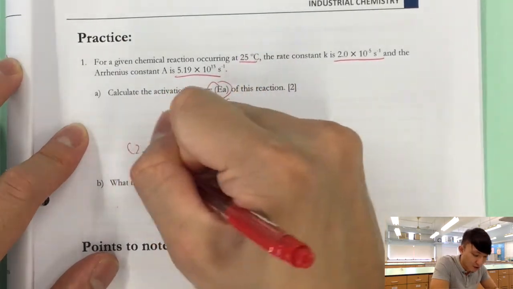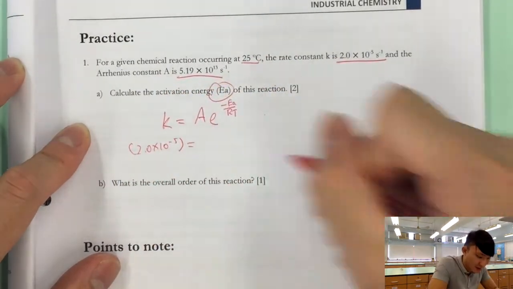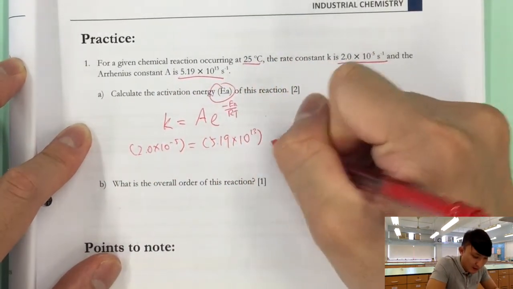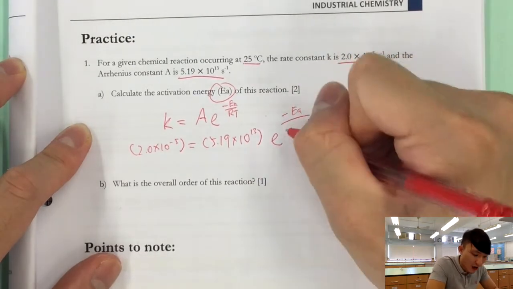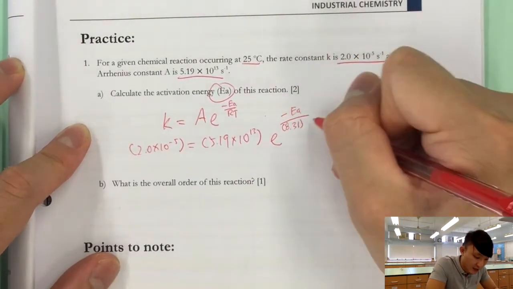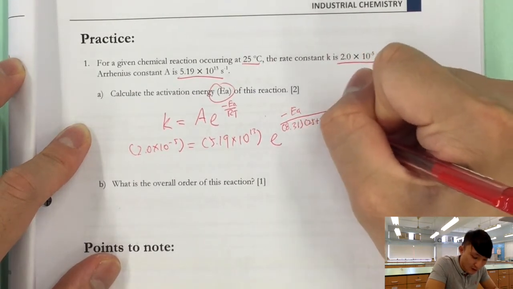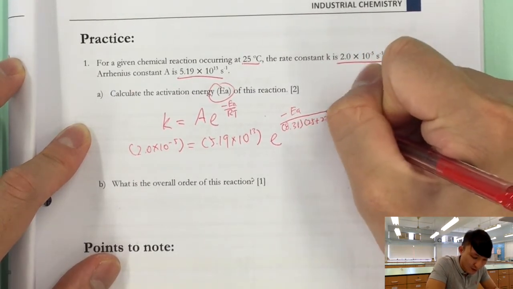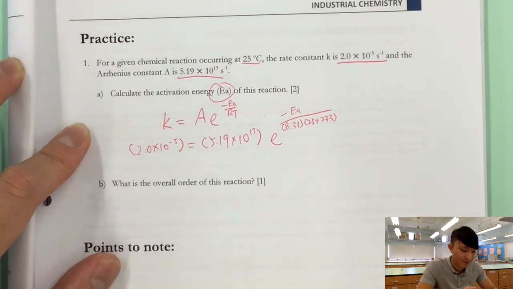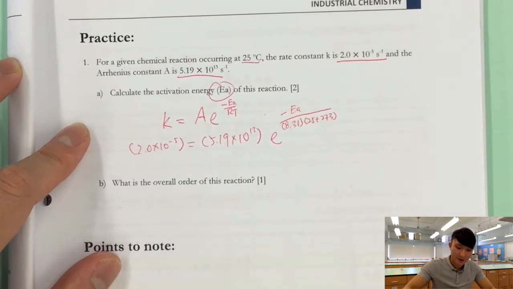k will be 2 times 10 to the power negative 5. A is given as 5.19 times 10 to the power 13. Exponential negative EA, this is what we're looking for. R is 8.31. T, is it 25? No, it should be 25 plus 273, because remember the temperature, we use Kelvin temperature, okay? Then basically we just tap our calculator to find the EA, okay?